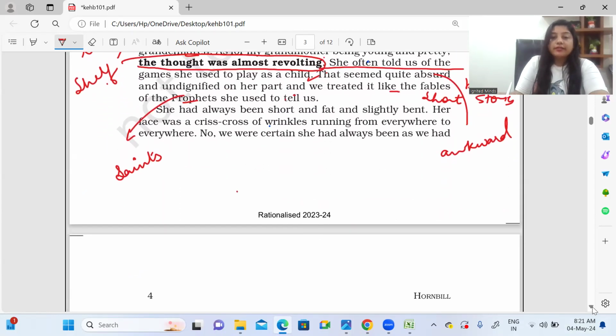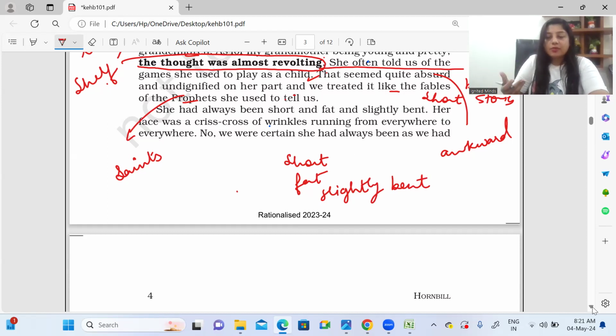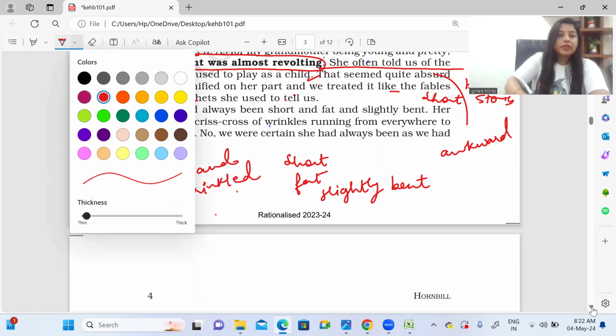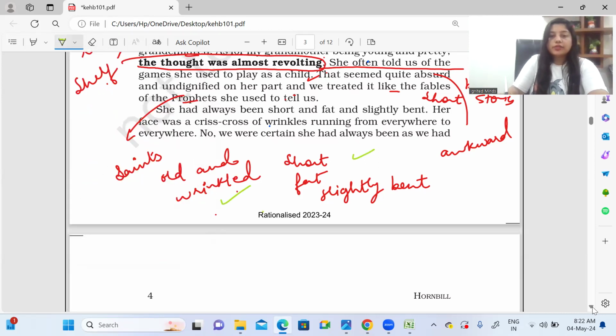She had always been short and fat and slightly bent. So again, you can say first she was short, then she was fat, then she was slightly bent. Now, see, slightly bent here means whenever somebody gets old, they tend to bend. Their waist bends because they cannot hold themselves right. Most of them do, but many of them want to have some support because they cannot balance themselves. And one more point that was written in the starting was old and wrinkled. So now there are so many things that you have read here that can easily define the physical characteristics of the grandmother. She was old and wrinkled, she was short, she was fat, and she was slightly bent.